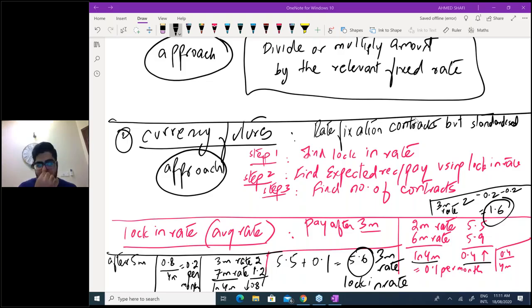Standardized means it's not available for the amount you want. Like if you want to minimize risk for $550, you can go for a forward exchange contract. If you want to hedge risk for $710, you can opt for that. But futures is a standardized contract. The money changer or the financial institution will say that we only offer for $100, $200, $300, not yours.